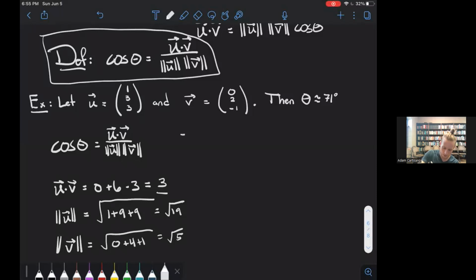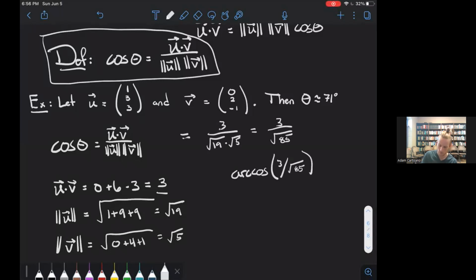So cosine theta is 3 over the square root of 19 times the square root of 5, also known as 3 over root 85. That's a bad number. But if you do arc cosine of 3 over root 85, you get roughly 71 degrees. That's that.